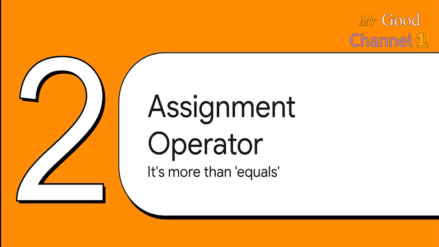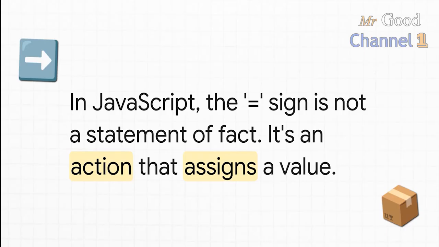Now, let's switch gears and talk about another thing that trips up almost everyone at first, the humble equals sign. Because in JavaScript, it's definitely not what you remember from math class. Okay, here's the absolute number one thing you have to get. In JavaScript, the single equal sign is an action. It's a verb.